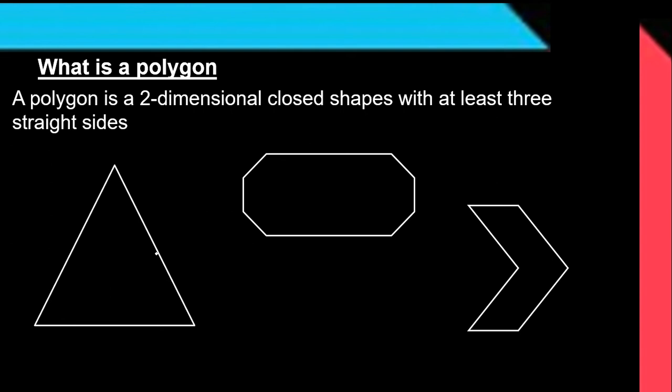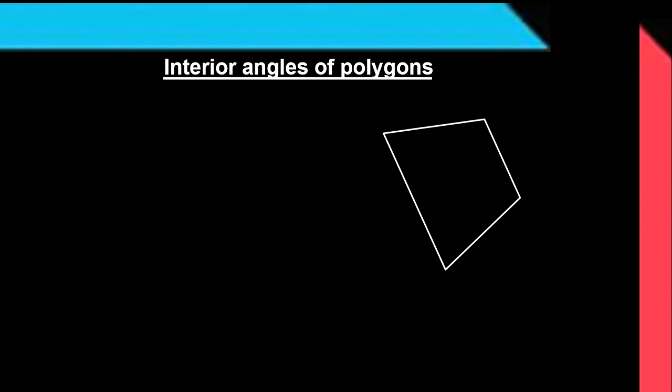We have a triangle, an irregular octagon, and an irregular hexagon. All the sides are straight, none of the sides are curved, because that would not make a polygon. What we're going to look at first is the angles inside polygons. We're going to understand first where it comes from and how we can work that out.